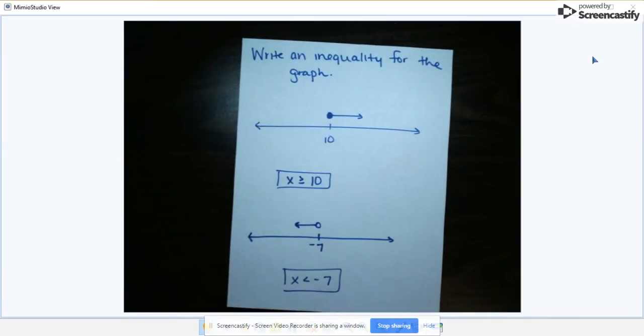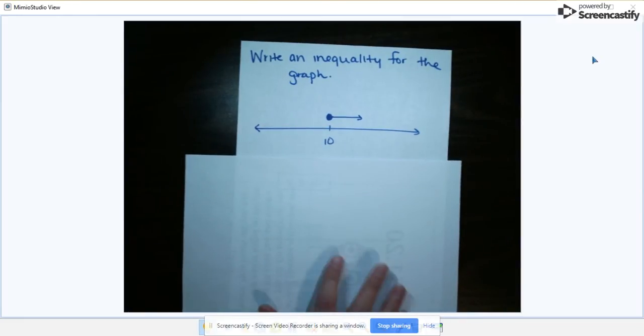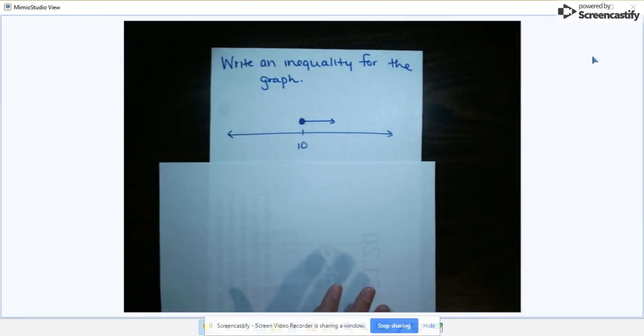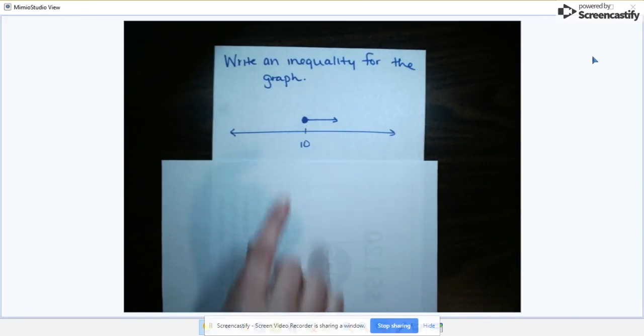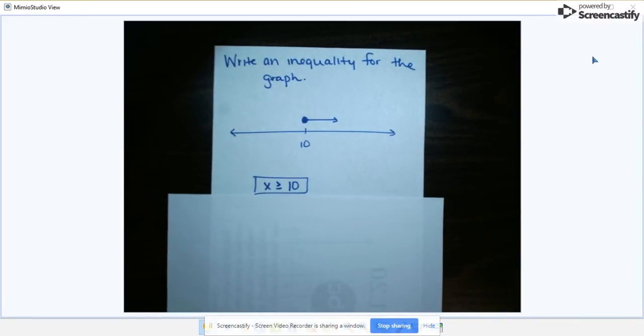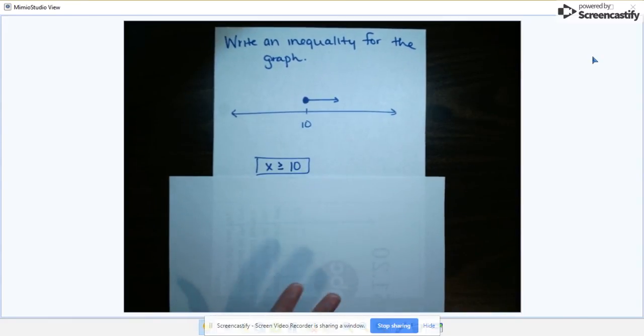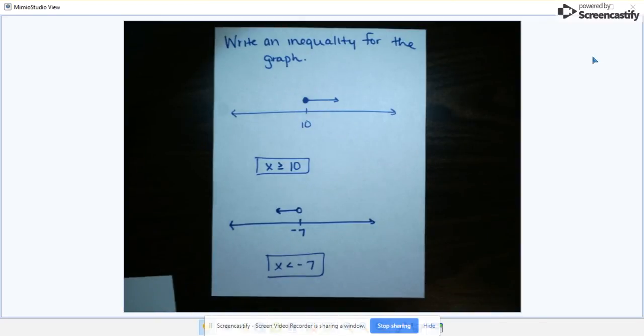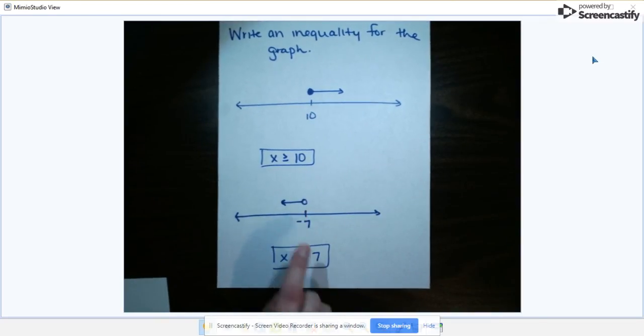Okay, finally, you might be given an inequality graph, and you have to write the inequality. So here we have a closed circle and an arrow to the right. We can choose any variable. I stuck with x. That is x is greater than or equal to 10. Here's another one. Open circle with an arrow to the left. X is less than -7.